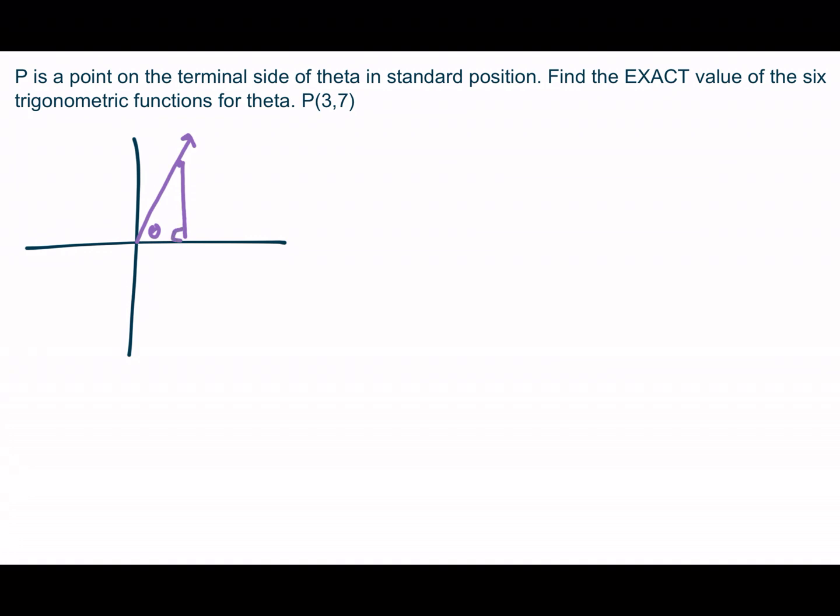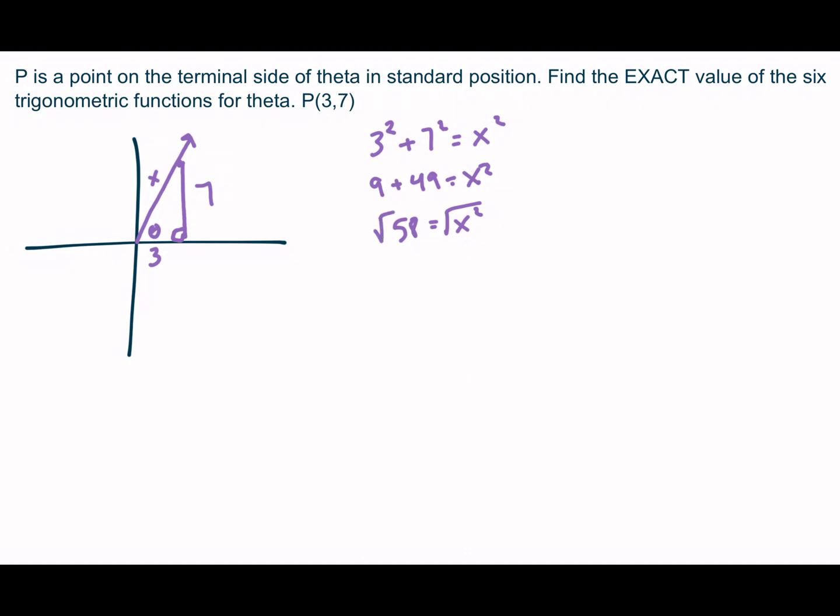I can create a right triangle, and I know that the bottom of the right triangle is 3, the height is 7. What I don't know is the hypotenuse. I'm going to use the Pythagorean theorem to find it. So 9 plus 49 equals x squared, 58 equals x squared, and then I square root both sides. Notice that it says the exact value. That means we have to leave it in radical form. We can't simplify this to a decimal and round. We have to leave it exact.